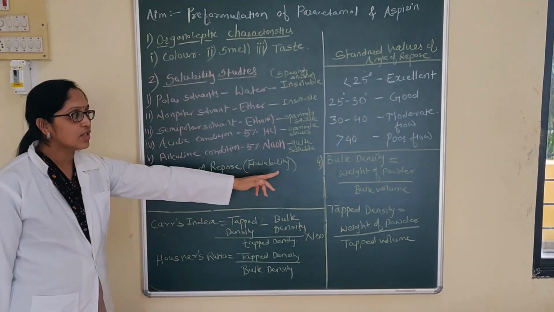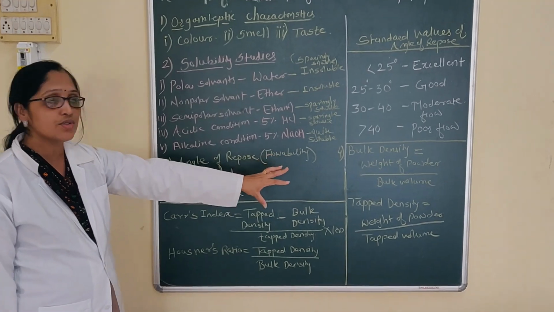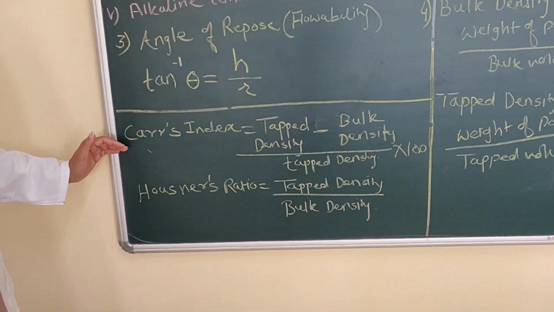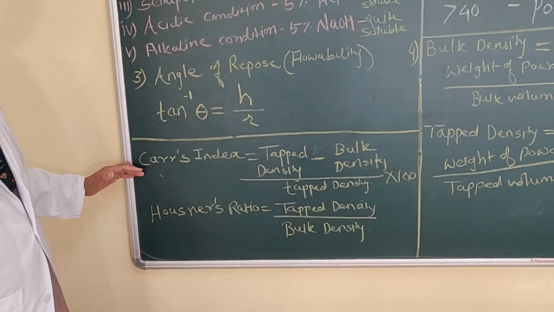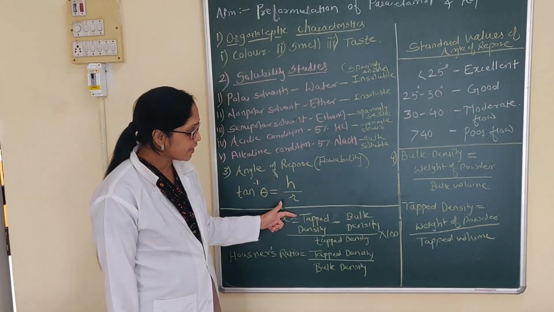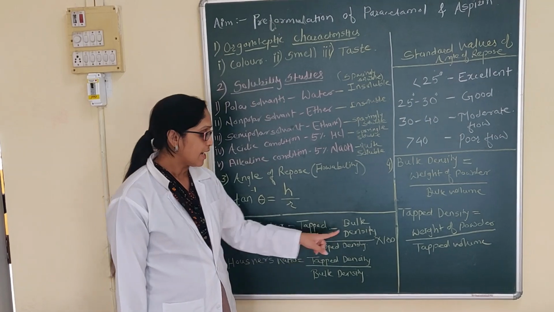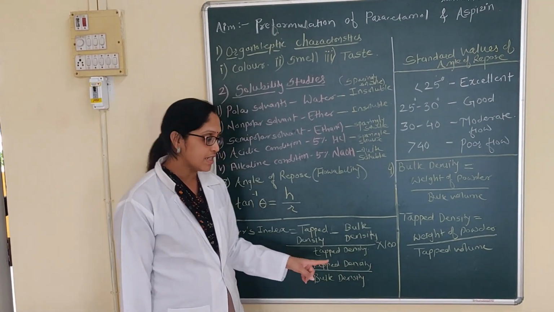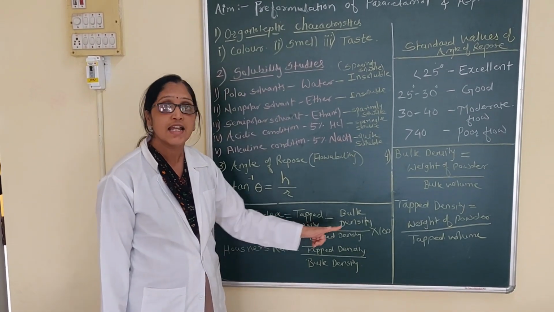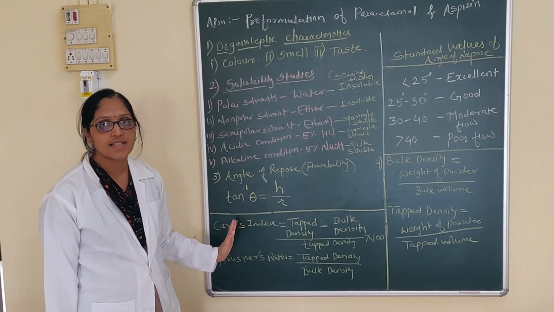Then after calculating bulk density and tap density, we put these two values in to calculate Carr's index, that means to find out the percent compressibility of the powder. Here we use tap density minus bulk density, divided by tap density, into 100, and we can calculate the percent compressibility or Carr's index.